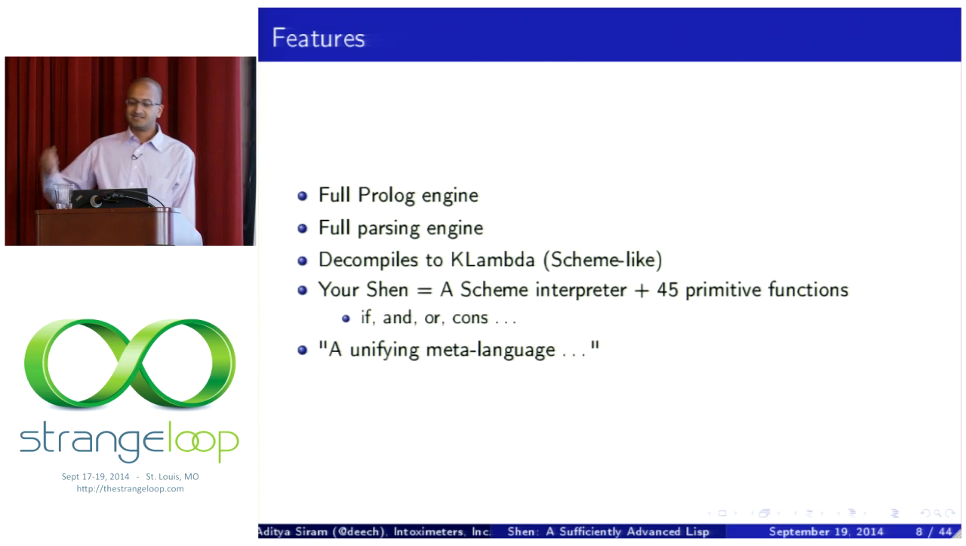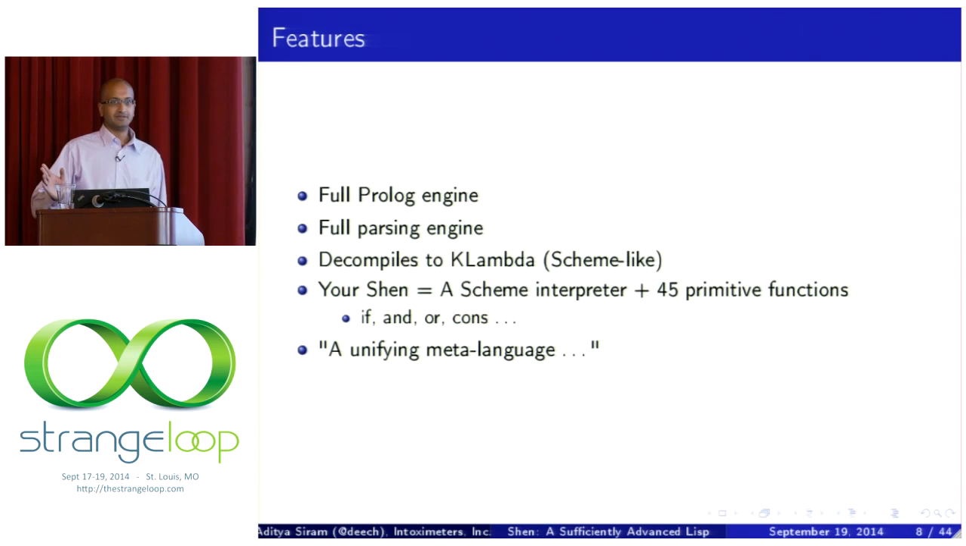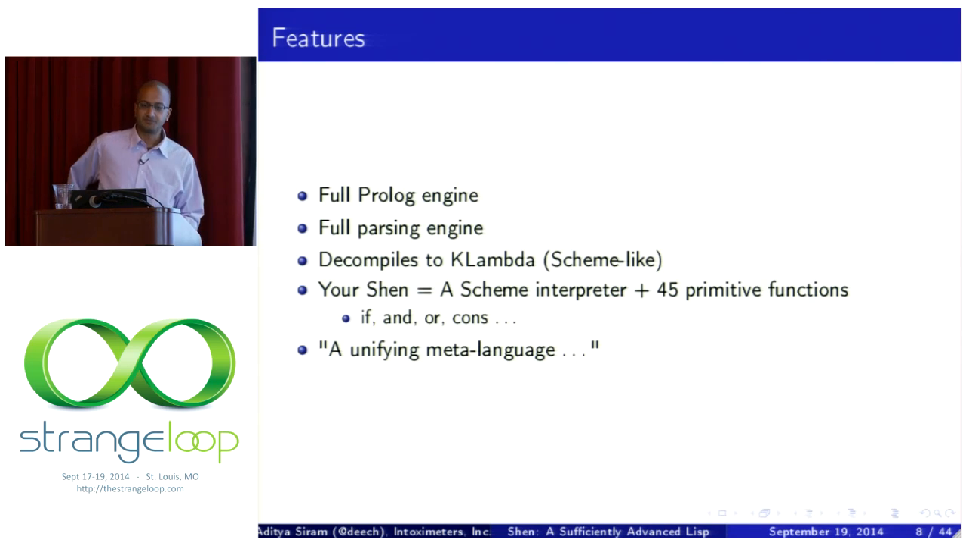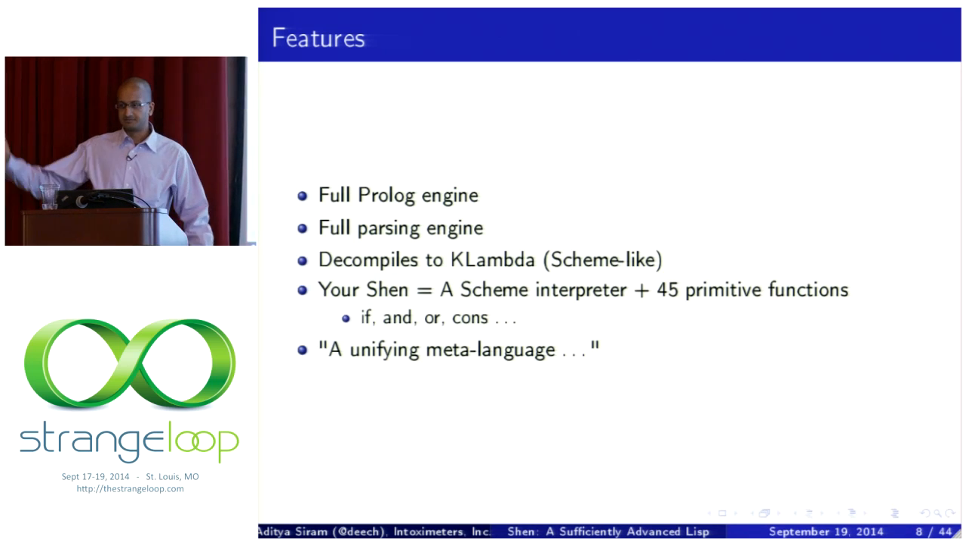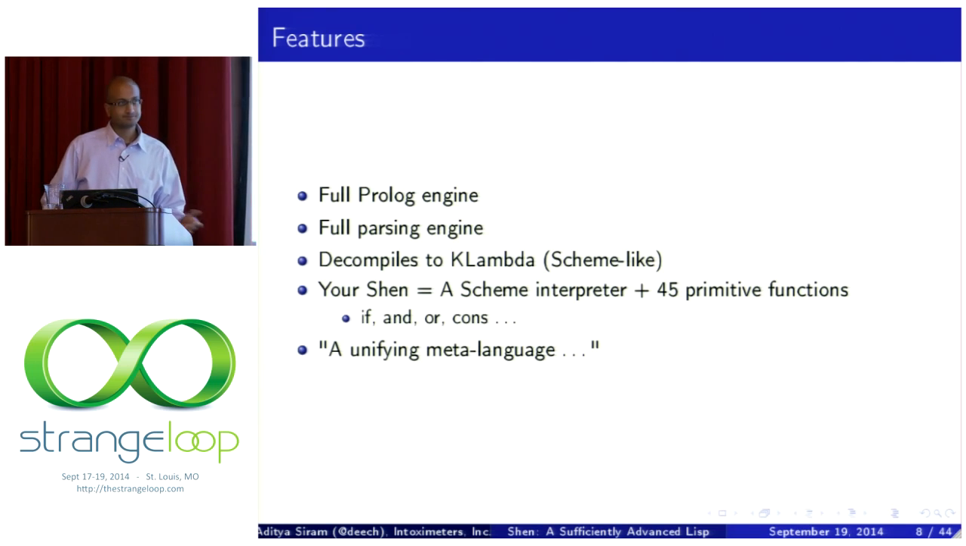But the best part is it decompiles to this very, very small schemish S-expression-based language called K-lambda. And basically what that means is that Shen is extremely portable. If you can write a scheme interpreter, and if you can provide about 45 primitive functions, like if, and, or, read file, and a few more, you basically have a Shen sitting on top of your platform.